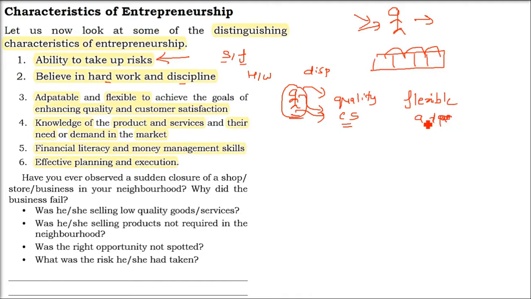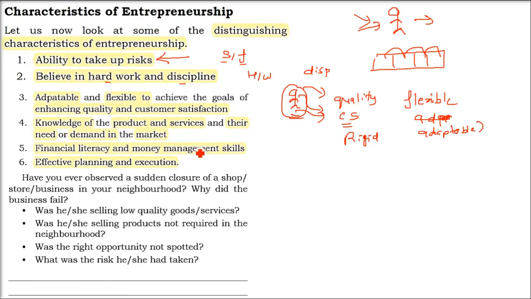You need to be flexible, because the market can change. You need to be flexible about changes or maneuvering of your business, because it's all about quality and customer satisfaction. Rigidity is not in an entrepreneur.